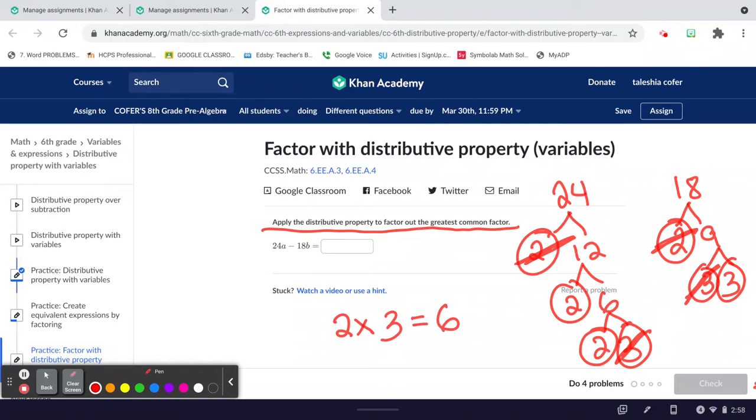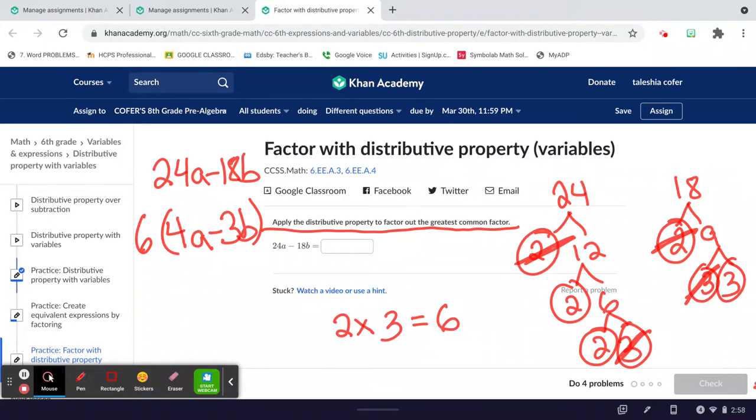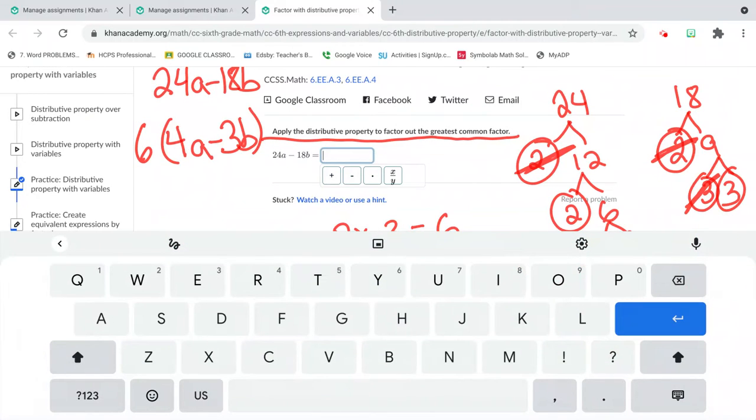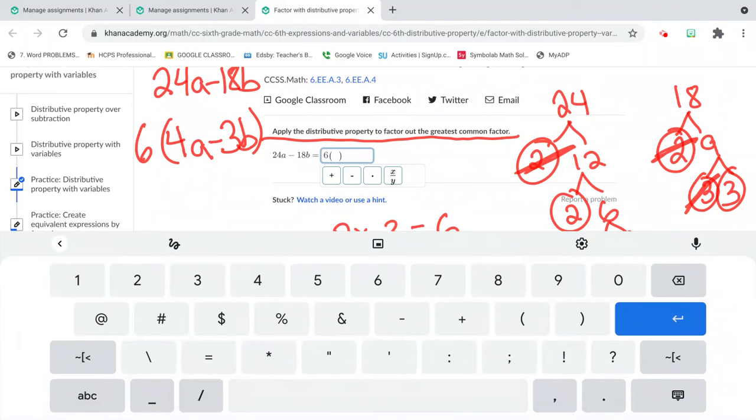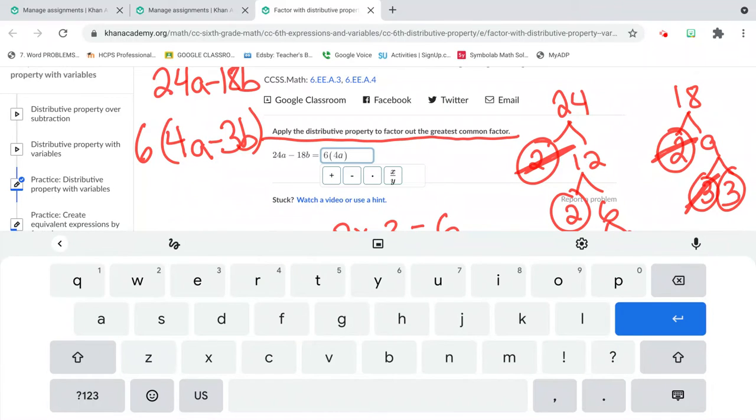I take my question, which said 24a minus 18b, and I'm going to divide everything by 6 and put my 6 on the outside. I know that 24 divided by 6 is 4, and I put my a back, put my minus sign back. I know that 18 divided by 6 is 3, and I put my b back. So my answer is 6, open parentheses, 4a minus 3b. Just like that.